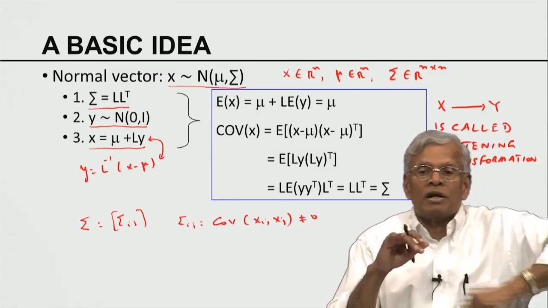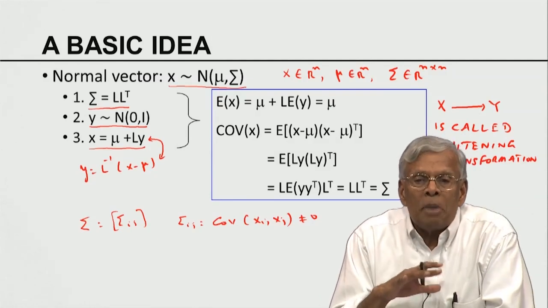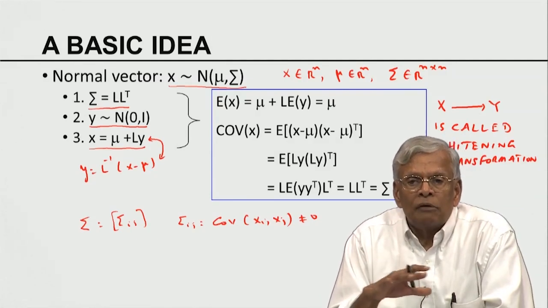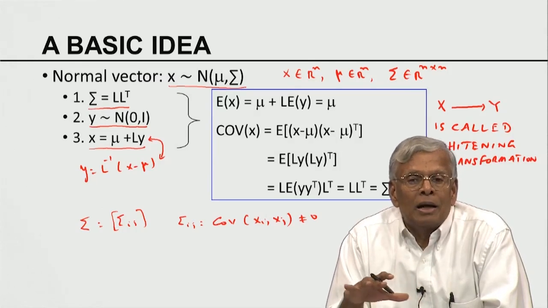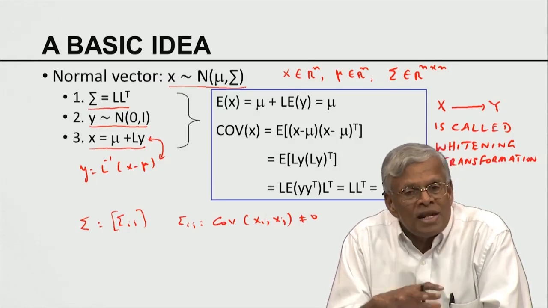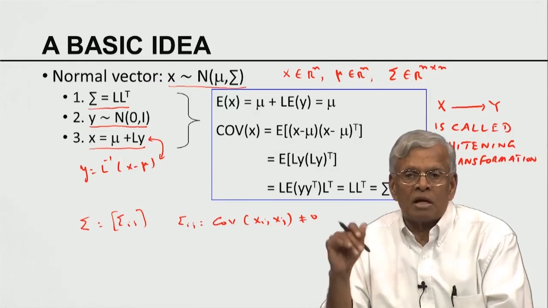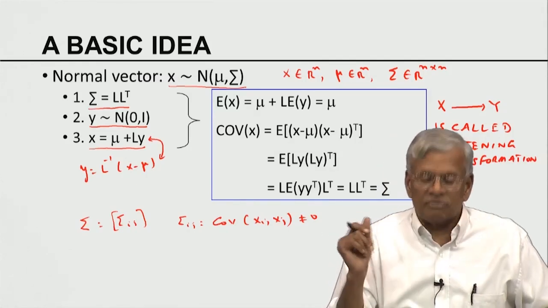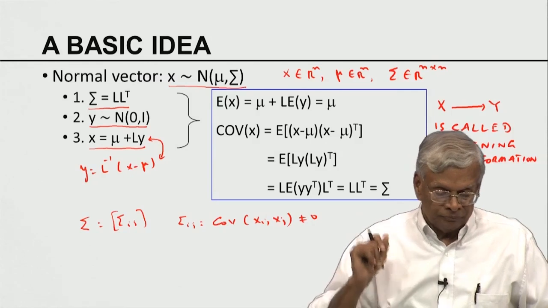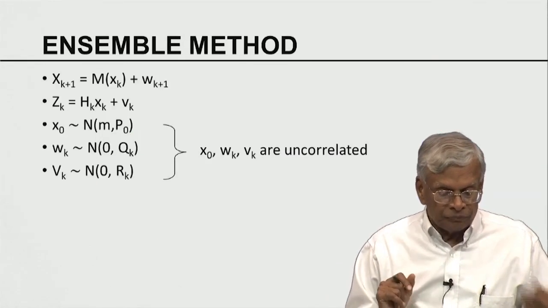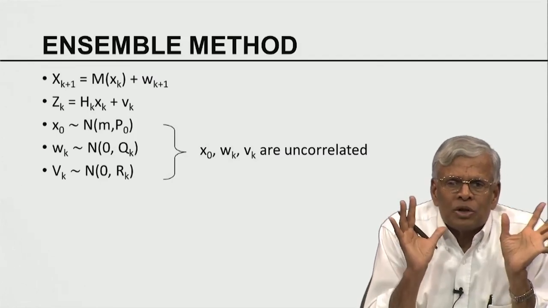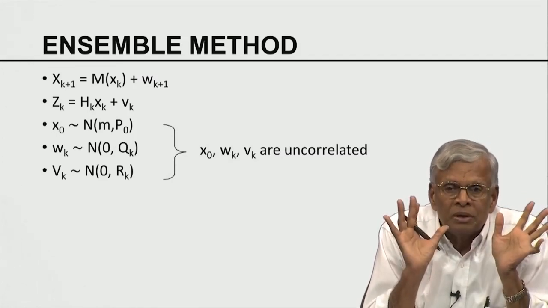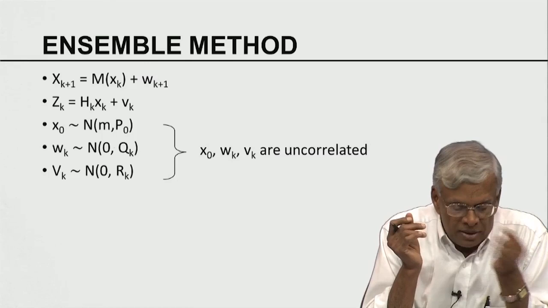We utilized this whitening transformation in the context of Potter's algorithm, when we did the covariance square root version of the ensemble filter, a couple of classes ago in the same module. Now with these two, this is all you need in principle to be able to do an ensemble method.